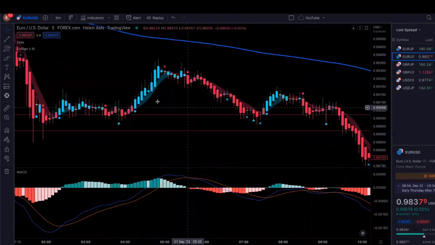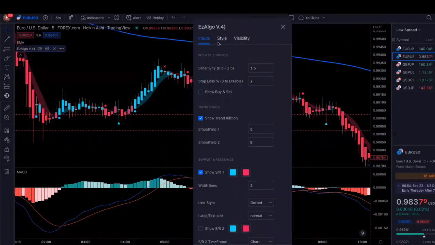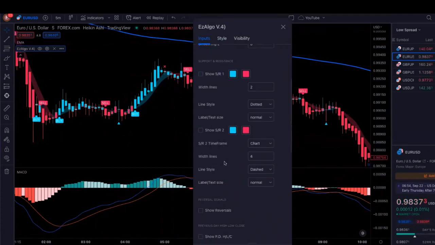All right, and let's make some changes to that. It is right here. So in the settings, we go in here. We want it to show buy and sell signals. I'm going to get rid of the show support resistance option.